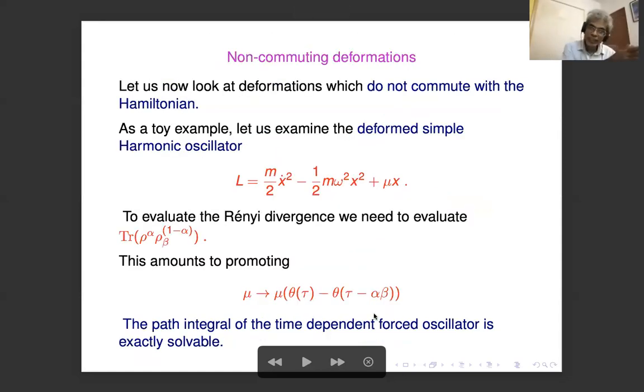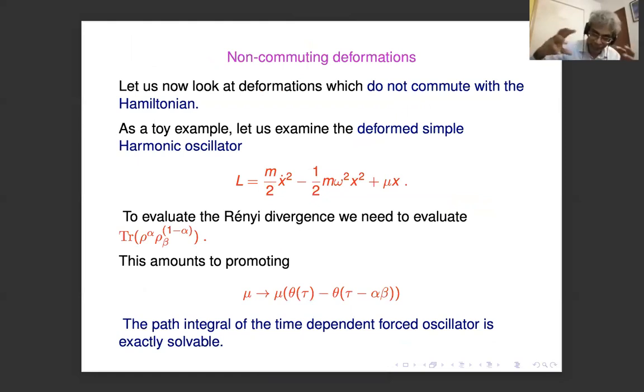So that was a simple class in which the deformations were commuting with the Hamiltonian. Now let's stick with this thing only. Again, the cylinder: you have the same picture in mind, the cylinder with two different Hamiltonians, one for alpha beta and one minus alpha beta. Now let's take an example of non-commuting Hamiltonians.